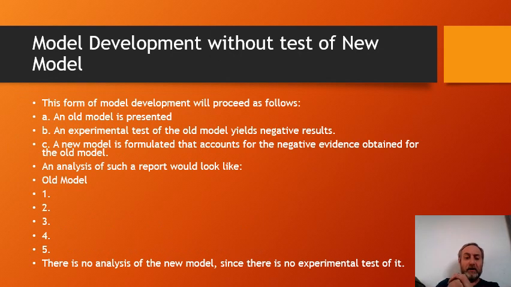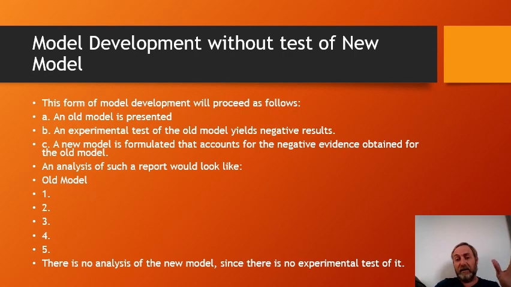So let's suppose we are looking at model development without the test of the new model. Well, here's what it looks like. You have an old model presented. You have an experimental test of the old model that yields negative results, right? A lack of agreement between the prediction and the data. And then you come up with a new model that accounts for the negative evidence, right? But you don't test it yet, right?